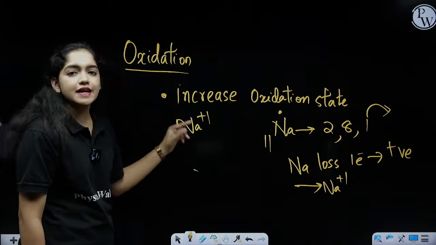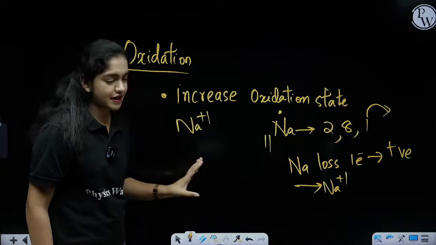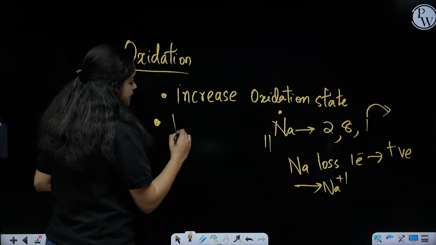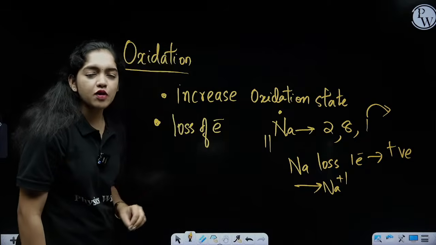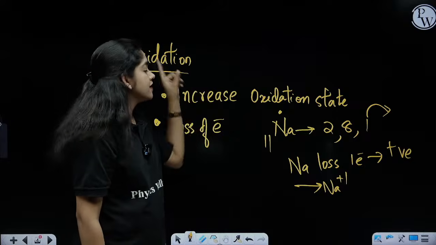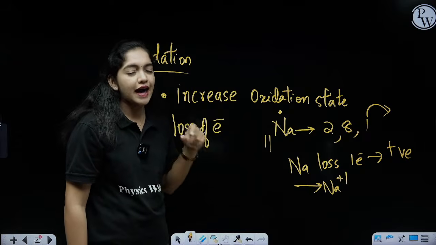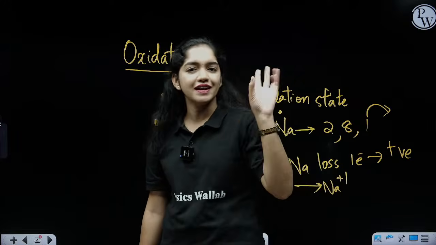So the charge increased. So increase in the oxidation state is known as what? Oxidation. And three more definitions we learned. The other one is what? Loss of electron. Loss of electron is also known as what? Oxidation. And addition of oxygen is oxidation. And removal of hydrogen is what? Oxidation. That definition we learned in class 11.